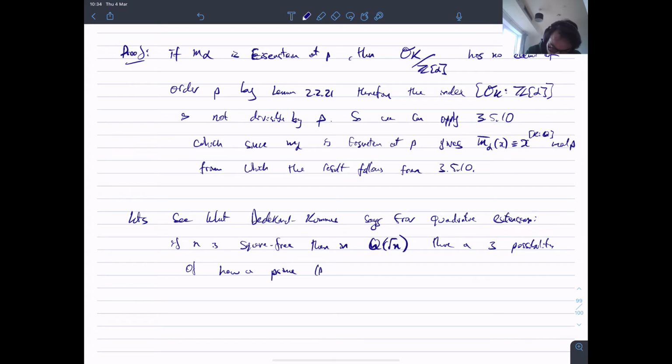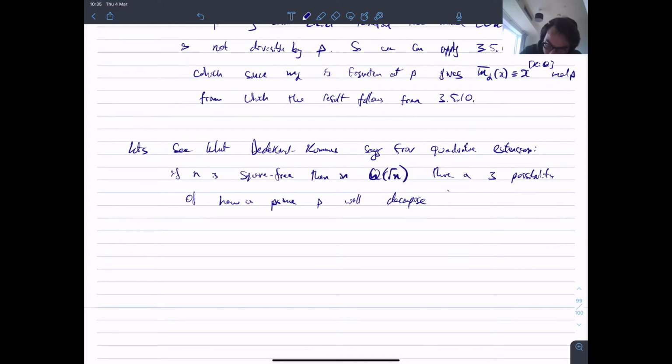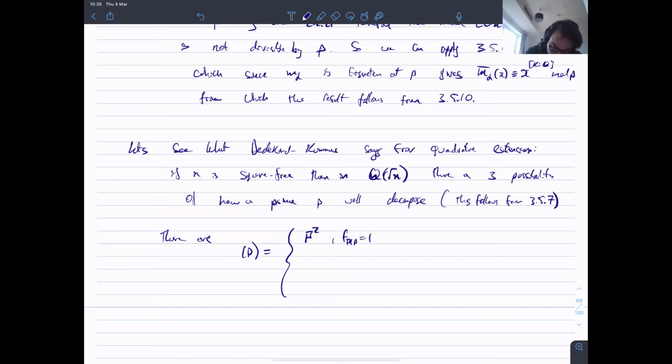Prime p, well, prime ideal, prime p. So the fact that it's these three things follows from, just go back and look at 3.5.7. So what's the possibility? So either the prime ideal P is going to be one of the following things. So either it's one prime ideal showing up squared, and then in this case the residue degree has to be 1, so you have this. You could have it staying prime, and then essentially you get residue degree 2, or it could split into two different ones, and in this case each of these residue degrees are going to be 1.